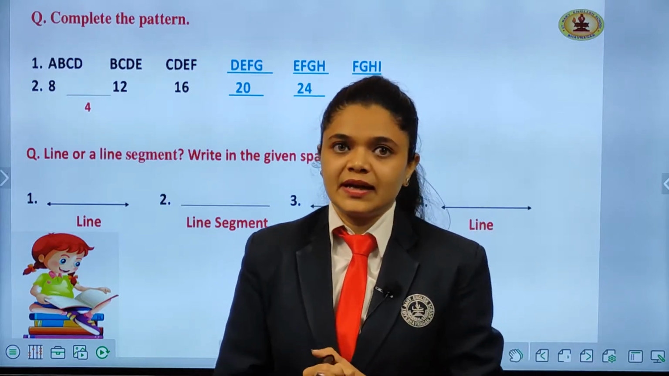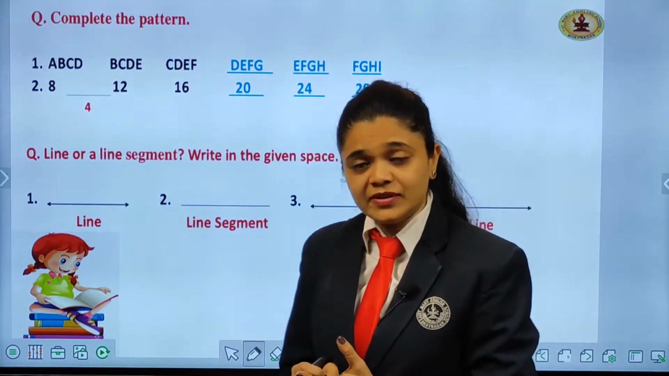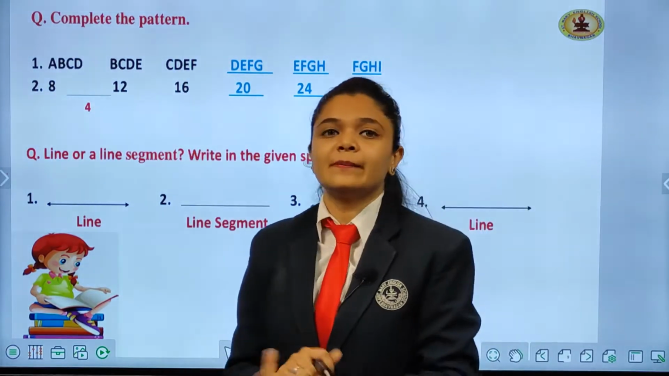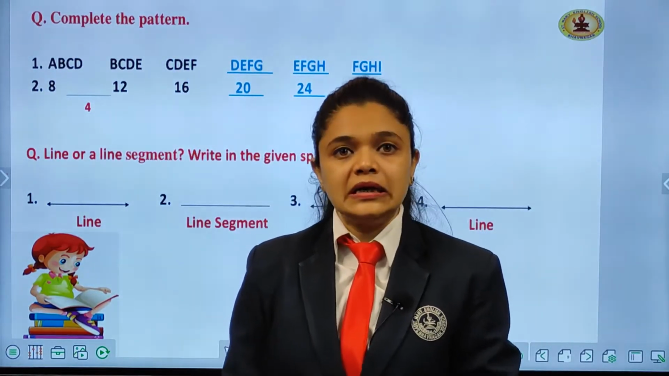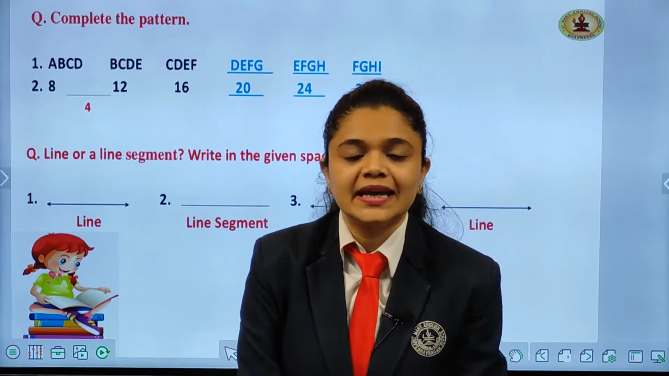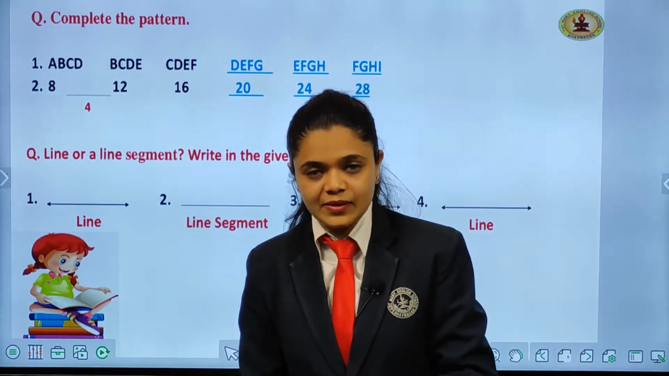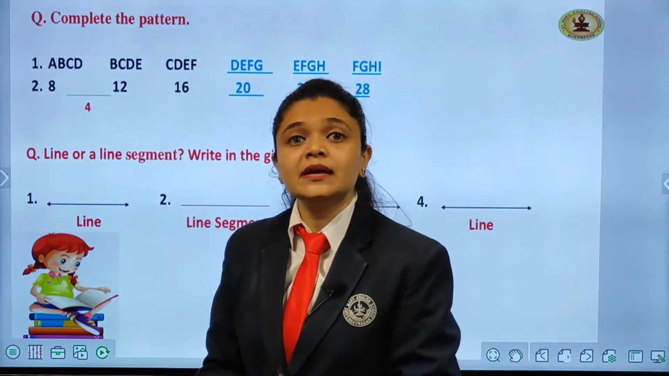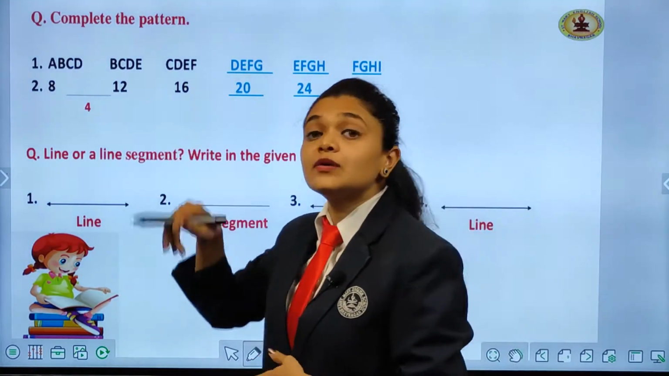Okay, children. Now we will proceed with our next question. The next question is complete the pattern. You have learnt the alphabets in the nursery standard, right? With the same alphabets, we have to complete the pattern over here. See the first group given to us.